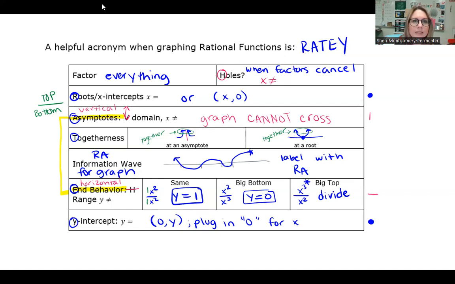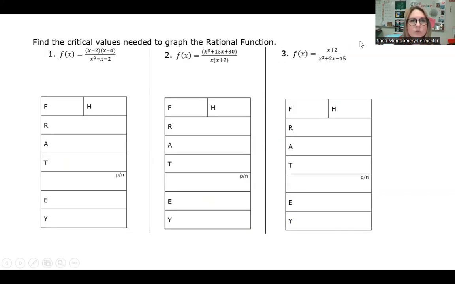All right, we are ready to figure some of this stuff out. So question number 1, are you factored completely? No, we still need to factor the denominator. So I'm going to factor; the top looks fine.